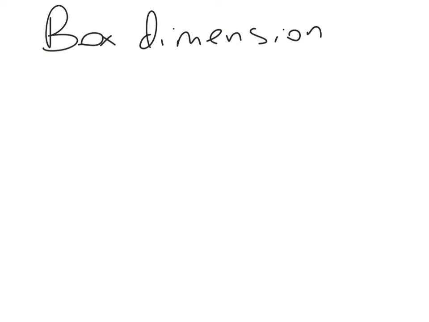Similarity dimension worked well for fractals that were perfectly self-similar because we could scale them down and see how many copies of themselves we needed if they were scaled by that amount. But for fractals that are not self-similar, we need to come up with a different notion of dimension.